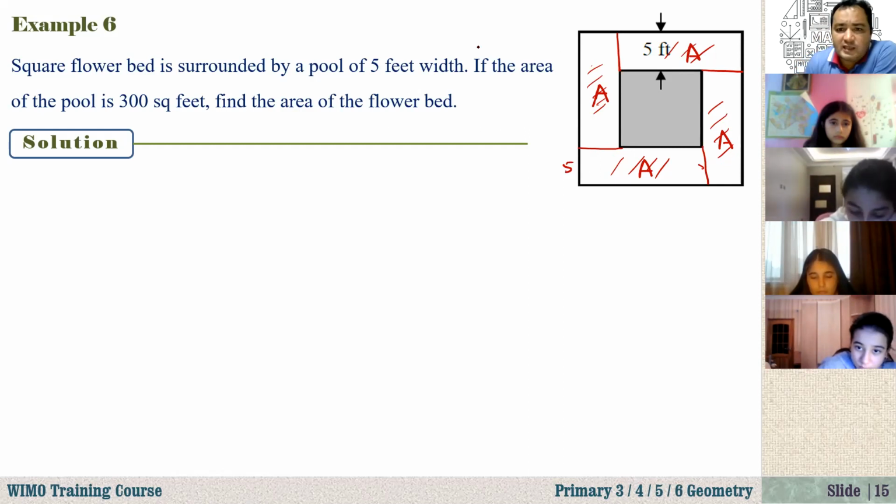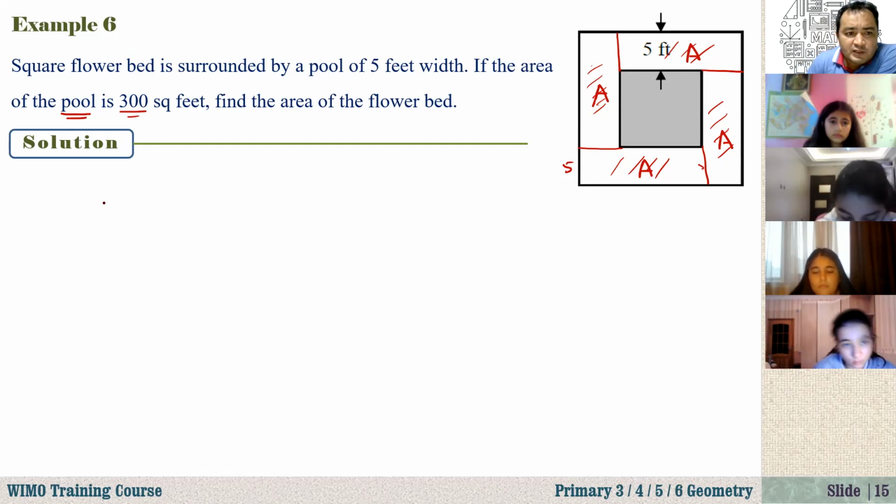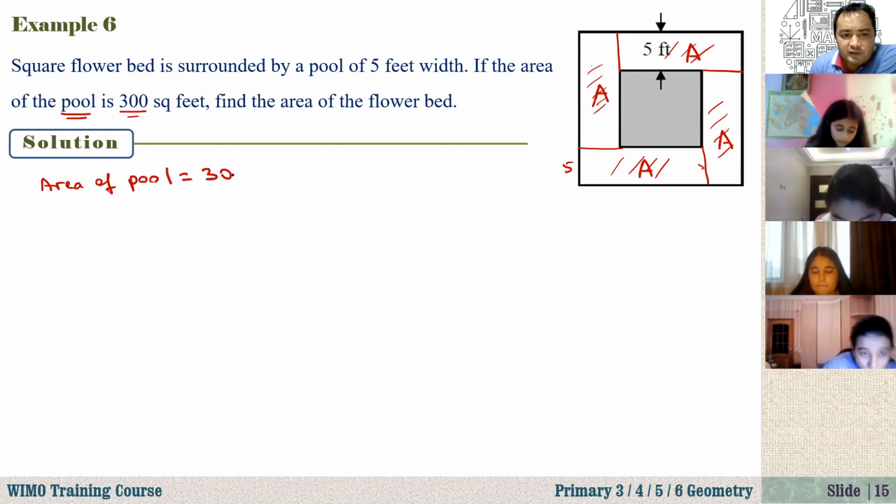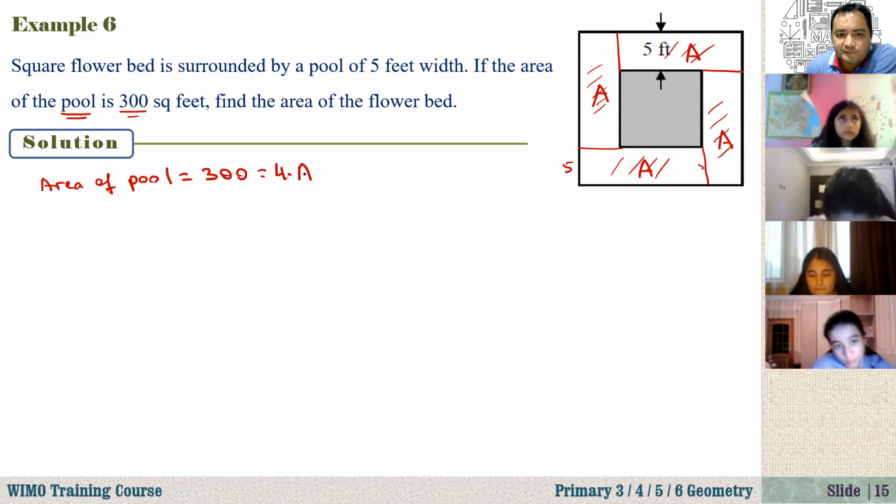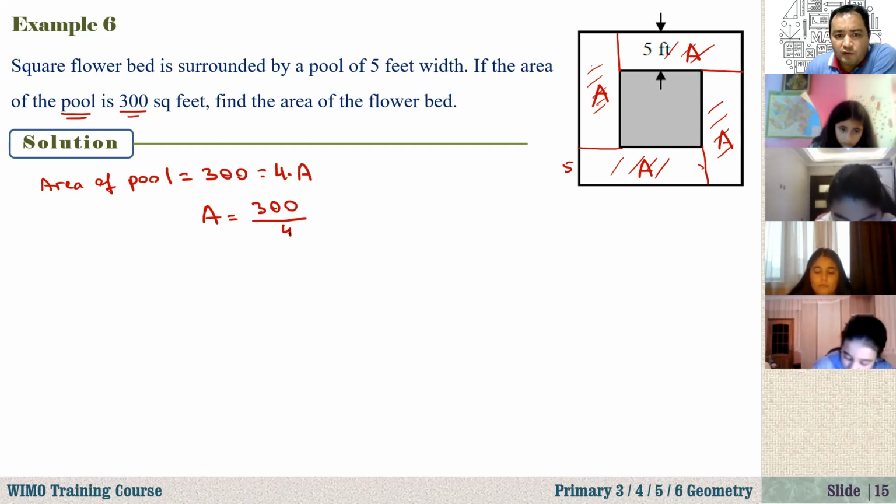In the question, it says that the area of the pool is 300 square meters. So that means the area of the pool is equal to 300. And what is the area? It is A plus A plus A plus A. That's just equal to 4 times A. Now to find the area of one rectangle, A is equal to 300 over 4. That's equal to 75.